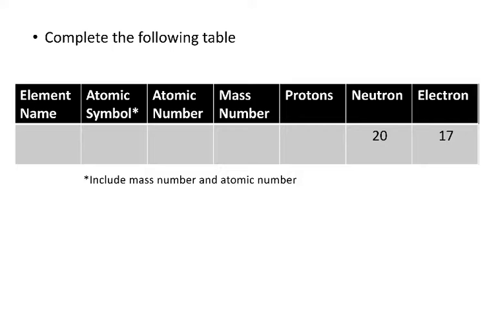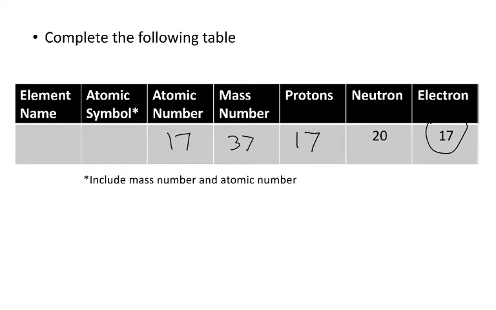Okay, so another example, only they've given us different information. So remember, in these examples, we're always doing neutral atoms. So if I know there are 17 electrons, then I know there must also be 17 protons. And the atomic number is always equal to the number of protons, so I can immediately put a 17 down there. The mass number is the protons plus the neutrons, so I can add these two up. 20 plus 17 is 37.